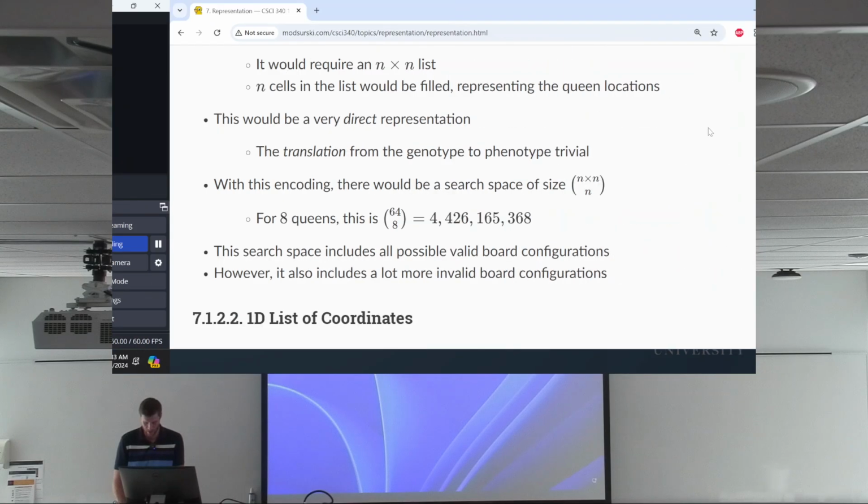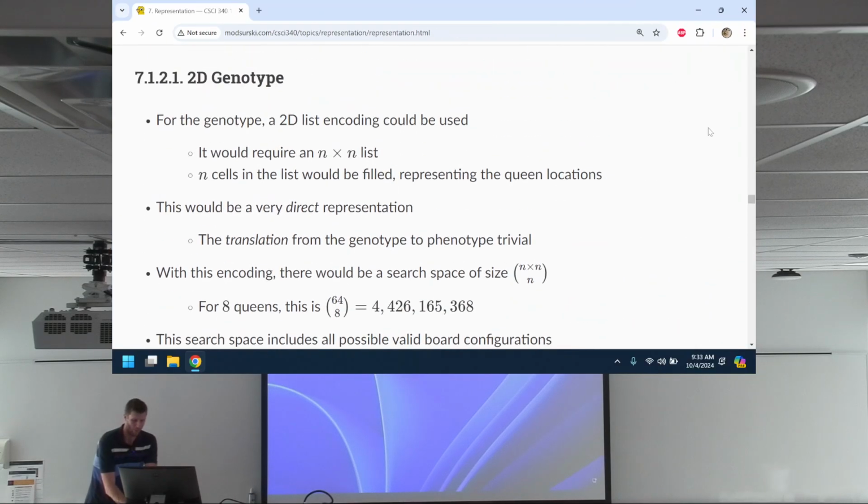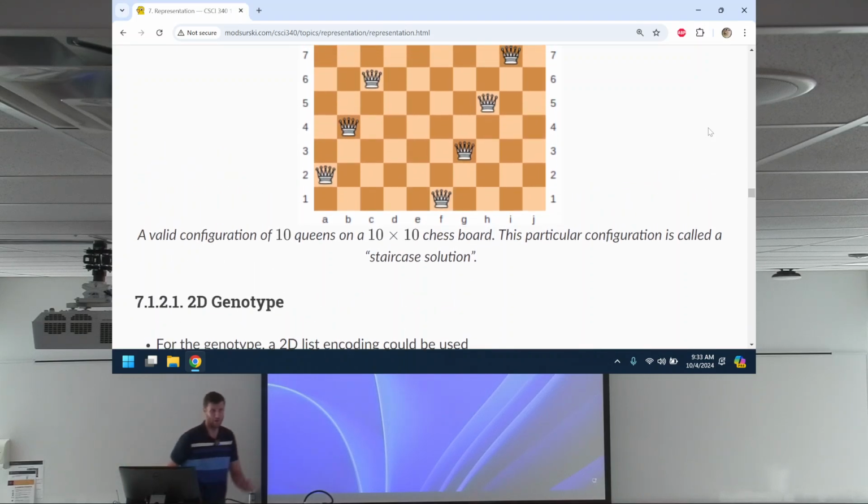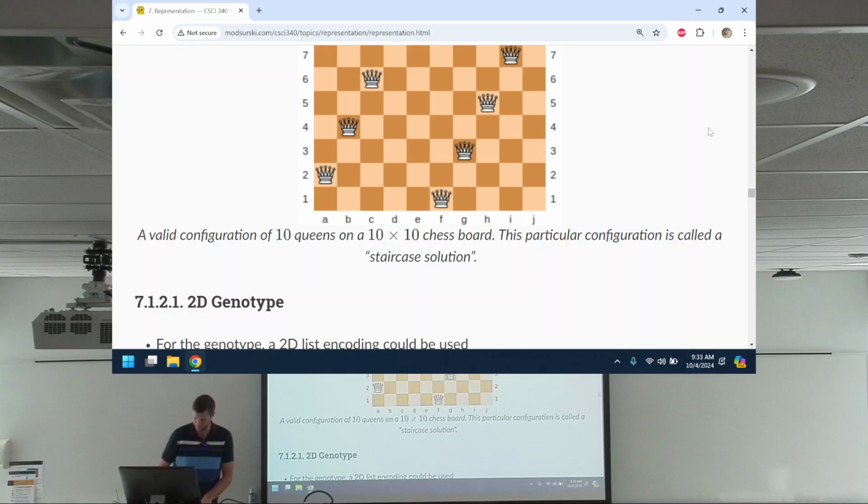Okay. So yeah, we had the 2D genotype, which was a very direct, oh, you can't see, thank you. There, much better.